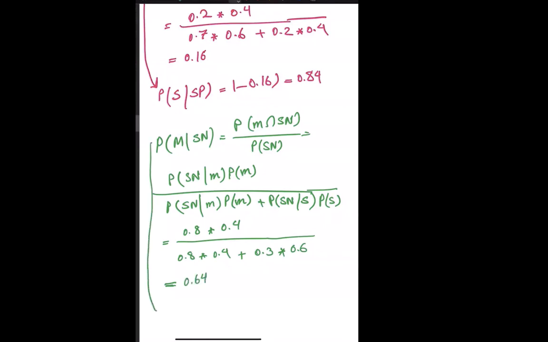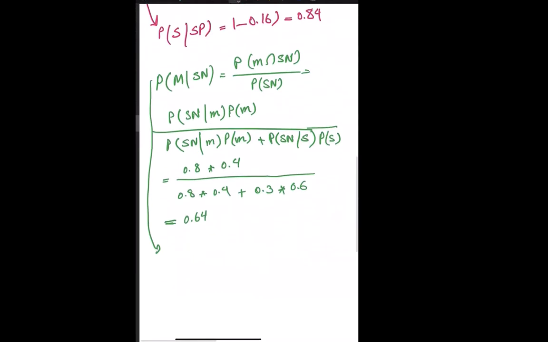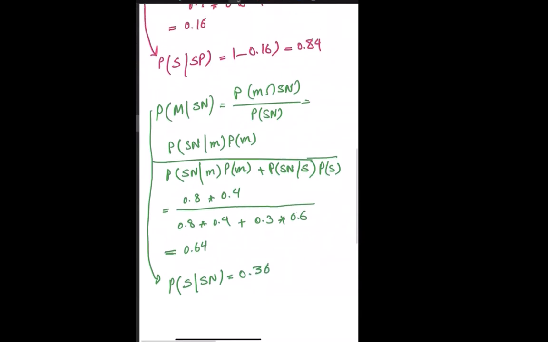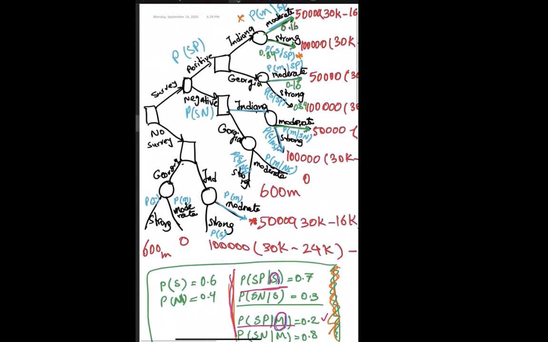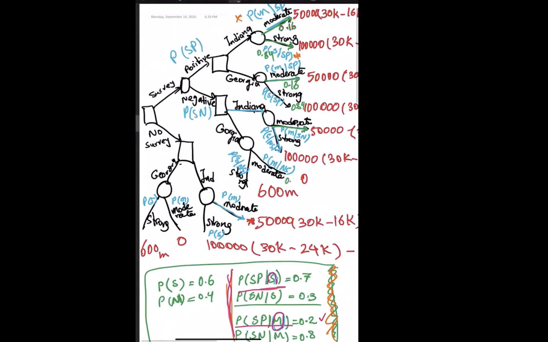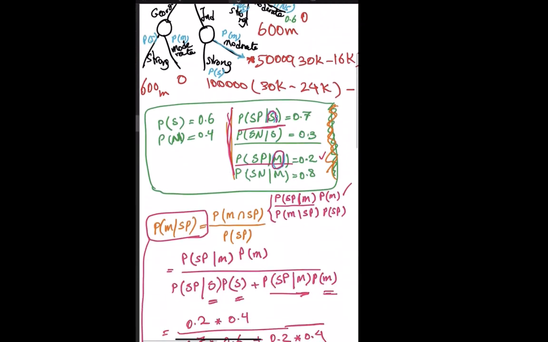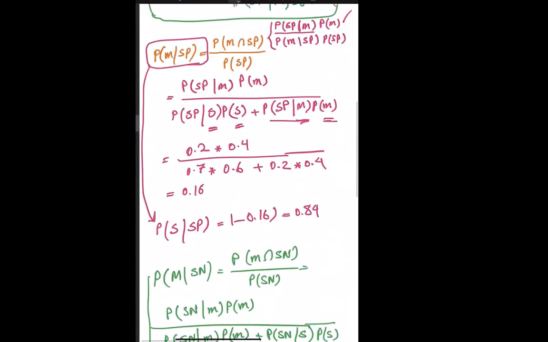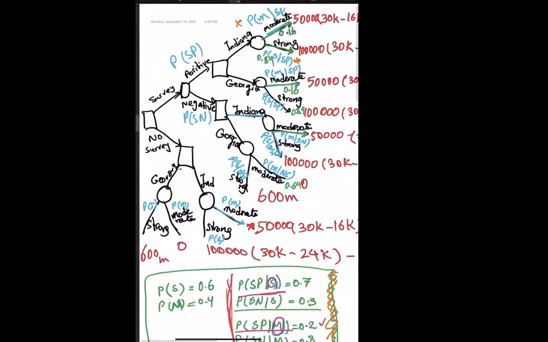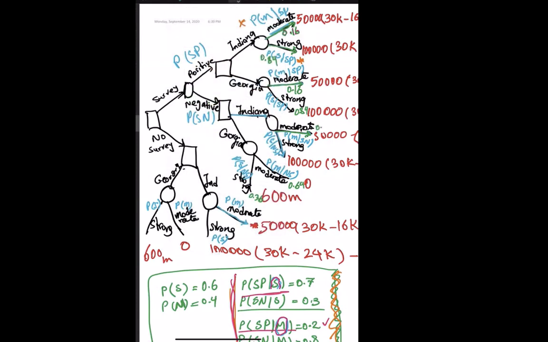And tell me what is the complement of this? Strong, given that the survey said negative, and that's 0.36. So let's go up to the decision tree. So this is 0.64, and this one is 0.36. This one is 0.64. This one is 0.36. Okay, we are good with that part.